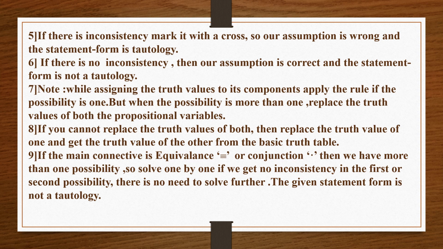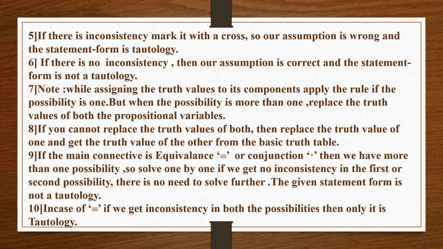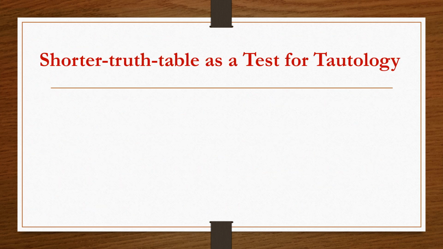So, till we get no inconsistency. In the case of equivalence, if we get inconsistency in both the possibilities, then only it is a tautology. Let us see with a few examples how to construct a shorter truth table as a test for tautology.